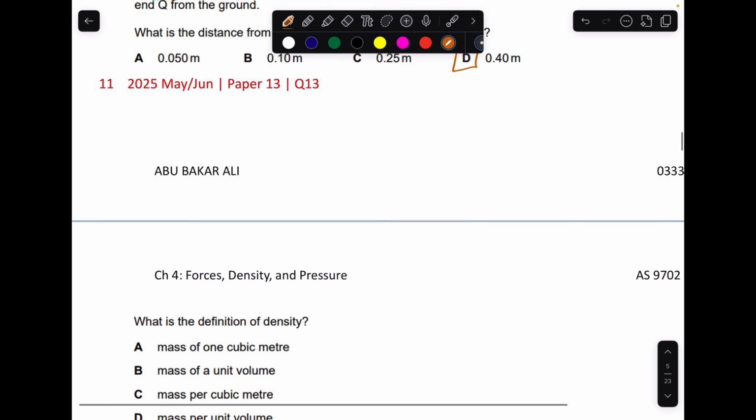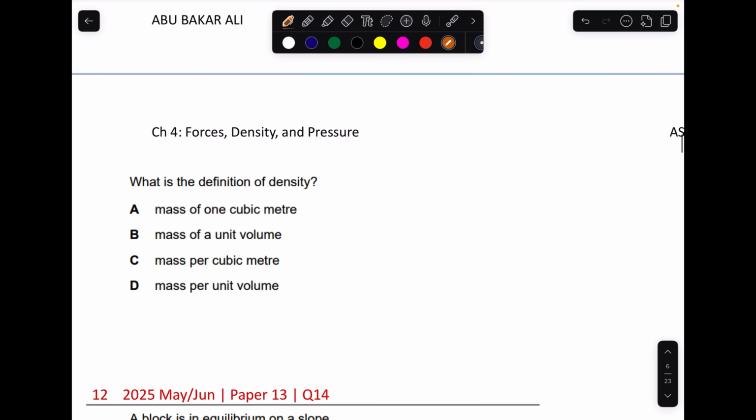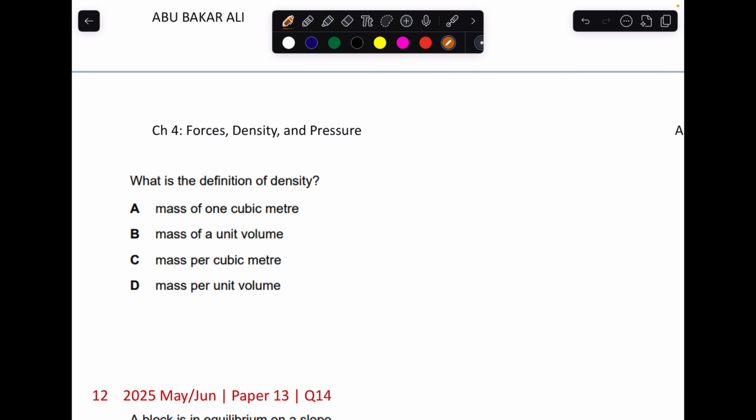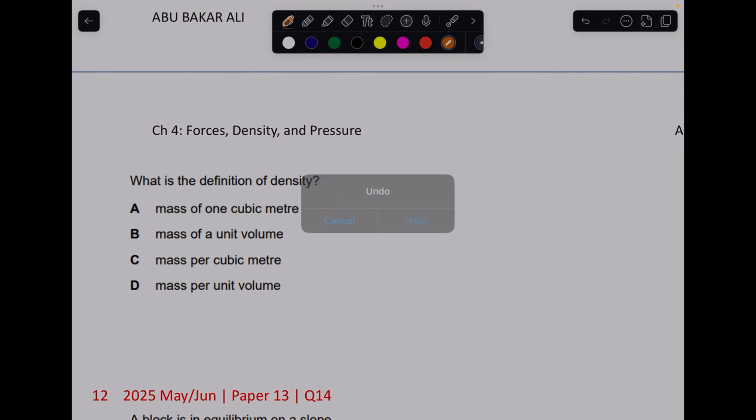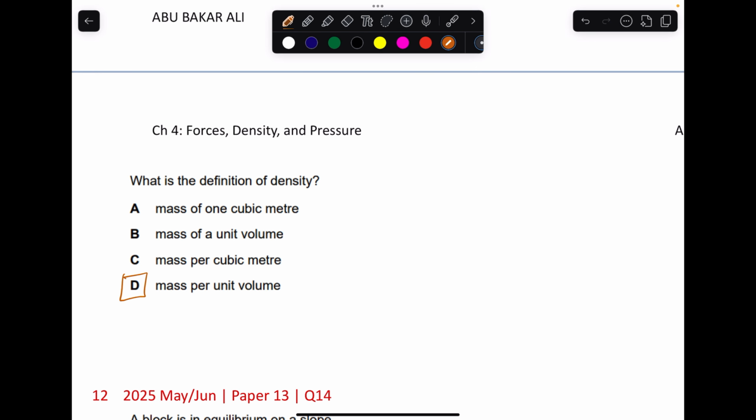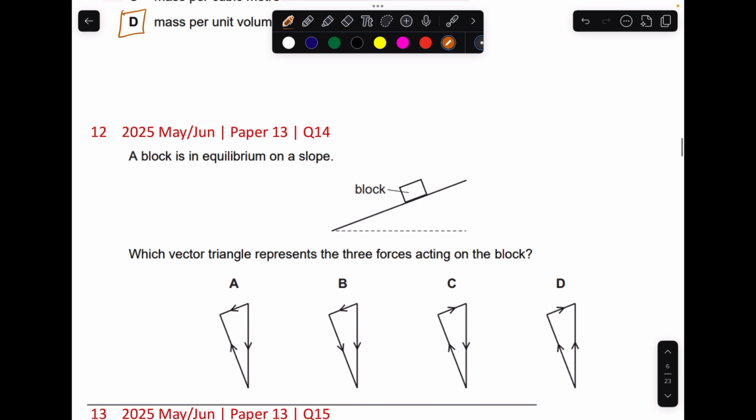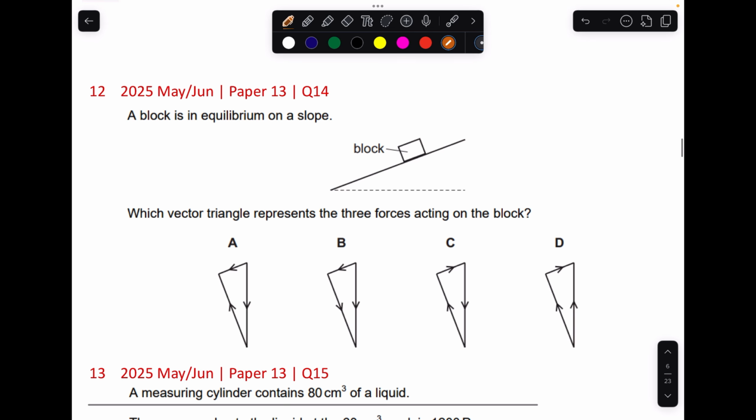In the next question, what is the definition of the density? Density can be defined as mass per unit volume. In the next question, a block is in equilibrium on a slope. Which vector triangle represents the three forces acting on the block?